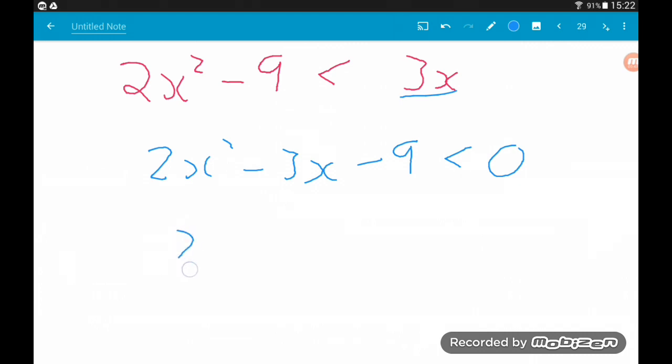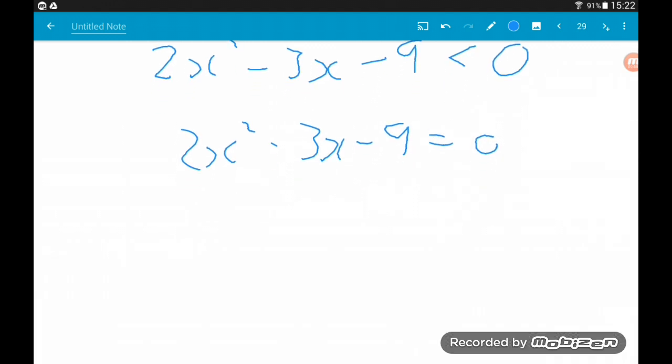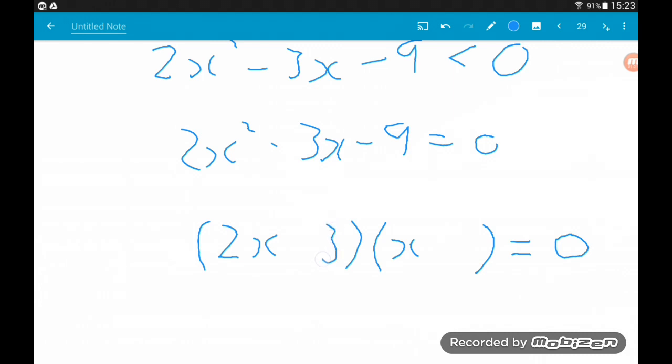So 2x squared minus 3x minus 9 equals 0. Well, let's see, can we factorize that? We're going to need a 2x in one of the brackets and an x in the other. Now we need our two numbers at the end to multiply to 9, so that's either 1 and 9 or 3 and 3. Let's try 3 and 3. Now one of these needs to be positive and the other negative.